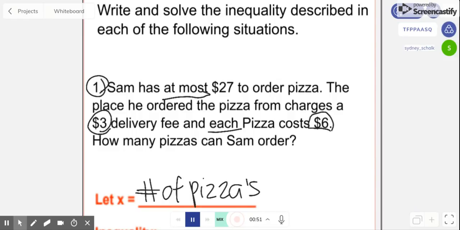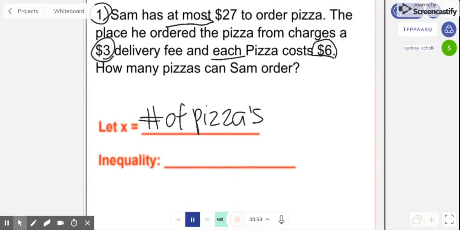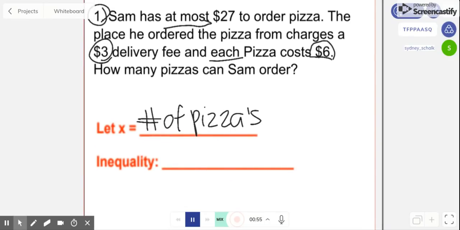The next step is to write our inequality. So once again, going back to the beginning here, it says that he has at most $27. Well, at most means less than or equal to $27. He can spend $27 or less. The place he ordered the pizza from charges a $3 delivery fee. Well, since that's just a one-time fee, we're just going to put 3 plus the cost of each pizza, which would be 6x.